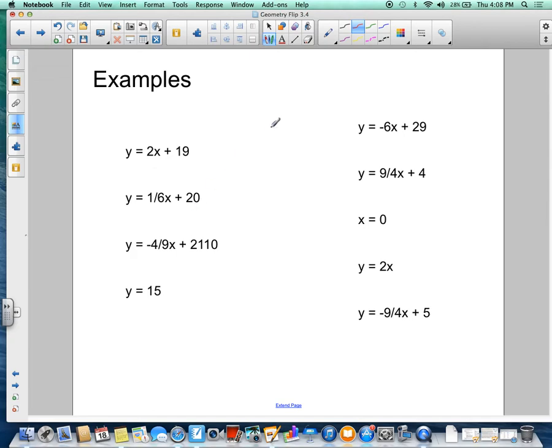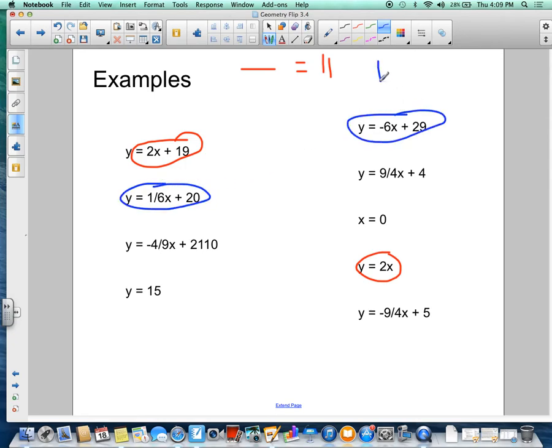All right, and these are some examples to practice. You can go ahead and hit pause if you'd like and work these out. But we're going to say 2x is parallel to these guys, so we'll say red equals parallel. Okay, and then I'm going to take my blue marker and I'm going to circle 1/6, and I see that this is a perpendicular line, and this will be blue.